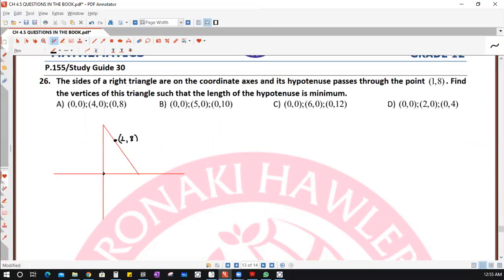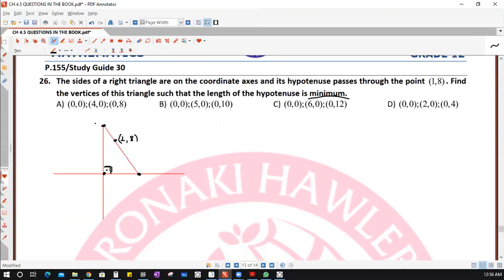These are the vertices, vertex number 1, vertex number 2, number 3 of the triangle, such that the length of the hypotenuse is minimum. This is the hypotenuse, opposite the 90 degree angle. The length of this line segment must be minimum. So, first thing, we must write a function representing the hypotenuse.